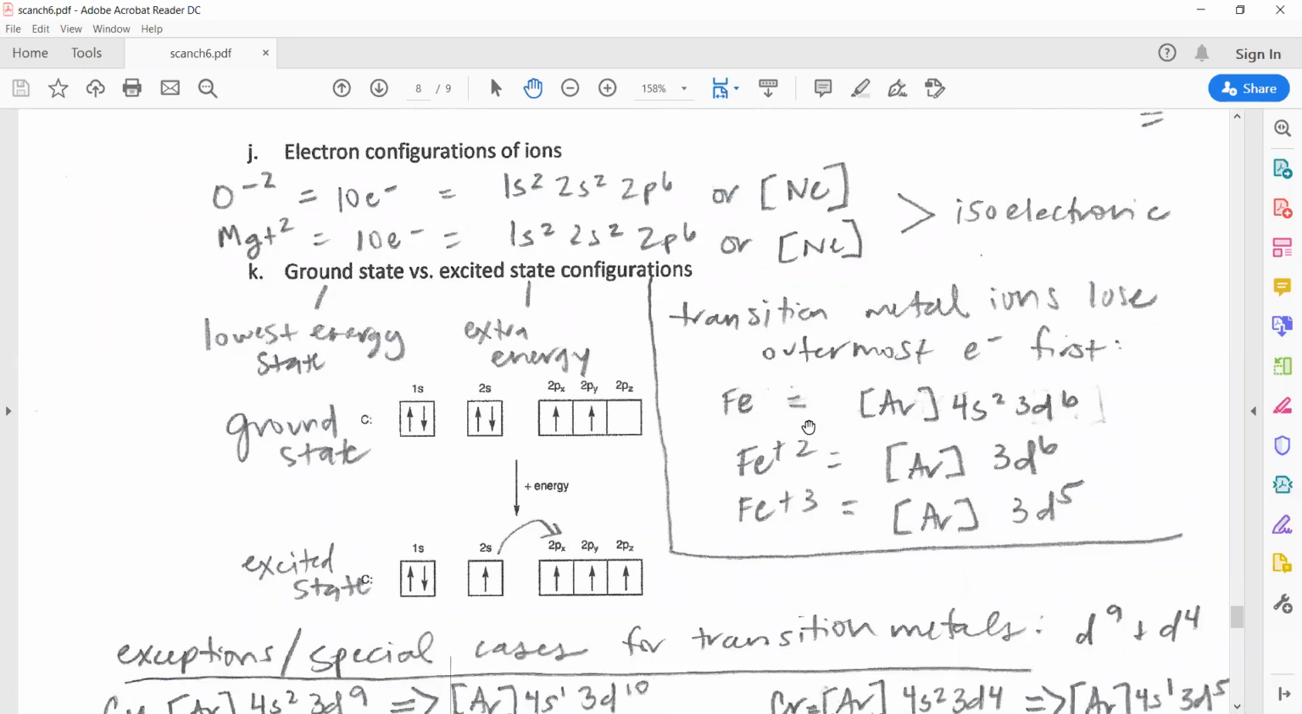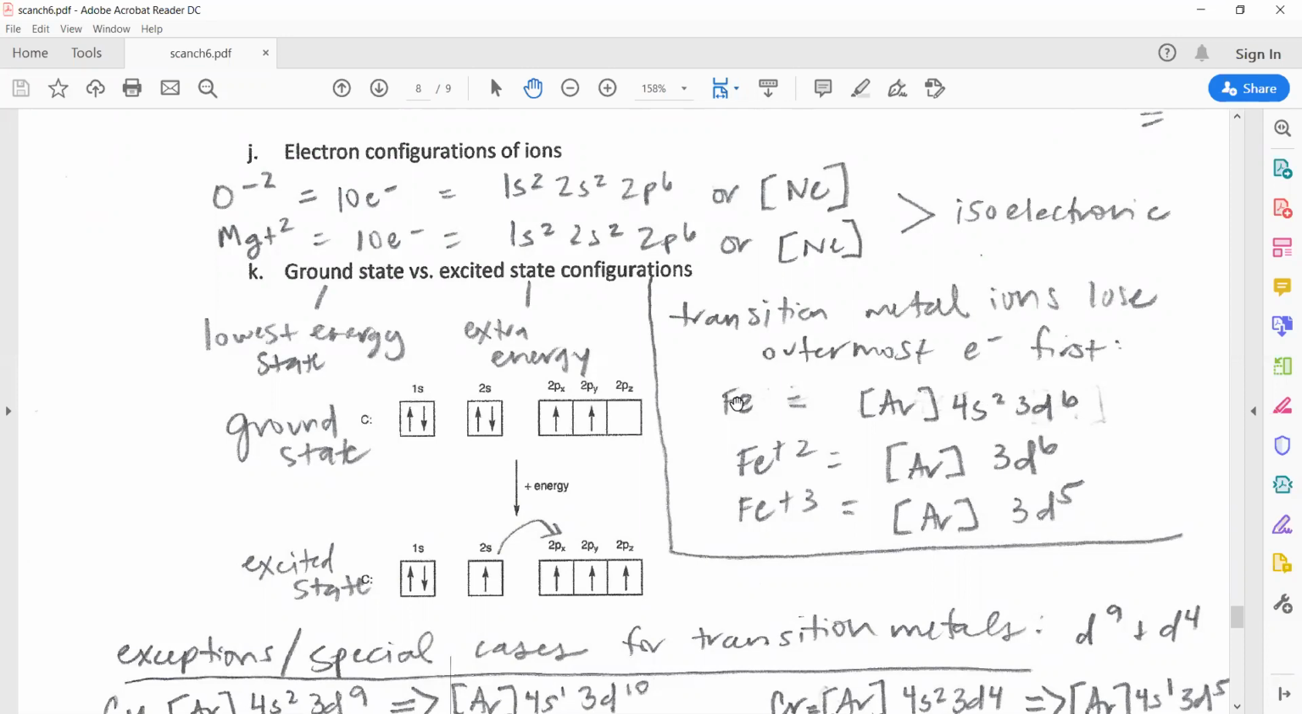So if you see iron and you wrote out his normal configuration, it would be argon, 4s2, 3d6. Well, how many valence electrons are there and who are they? Valence electrons are in the outermost shell, which is n equals 4. So these 2 electrons right here are in the outermost shell. They will get lost first because the 3d, those are kind of embedded. They're underneath those first 2 electrons.